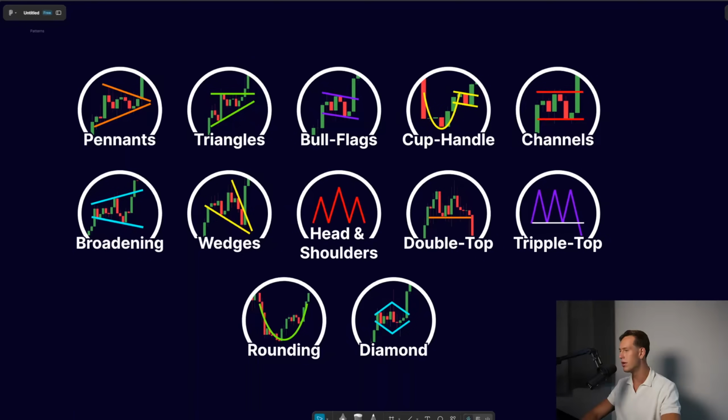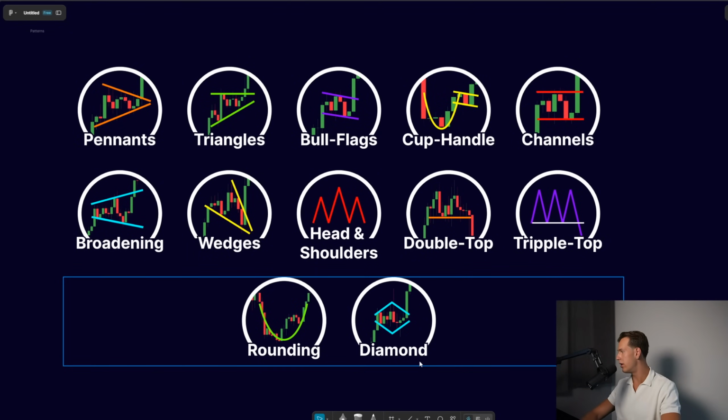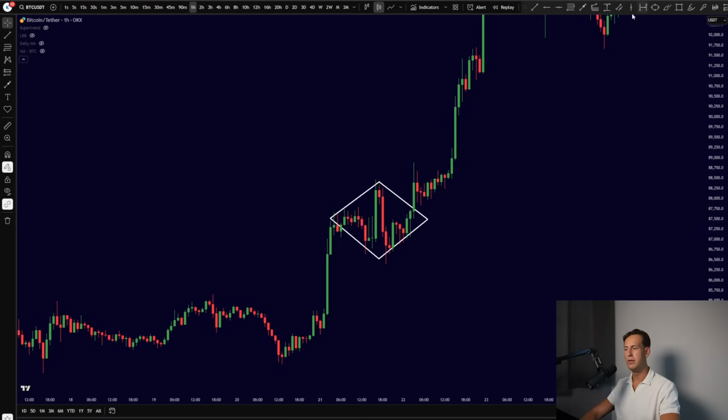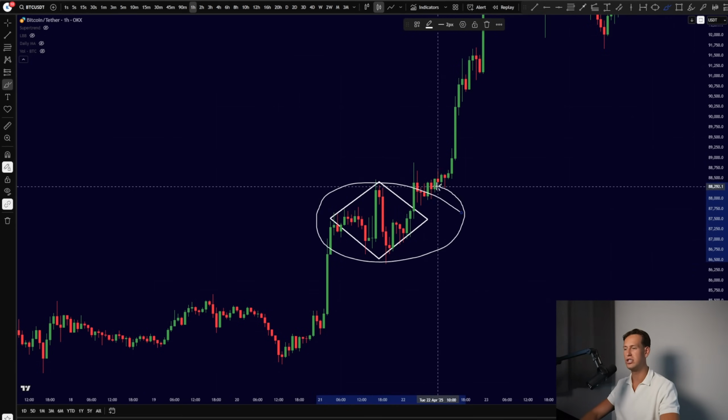Now the last pattern is going to be quite rare. Just like diamonds, they are quite rare. Whenever they do form, it is usually very big. It starts like a broadening pattern, but then ends in a symmetrical triangle pattern, and they just tend to create this diamond shaped pattern.